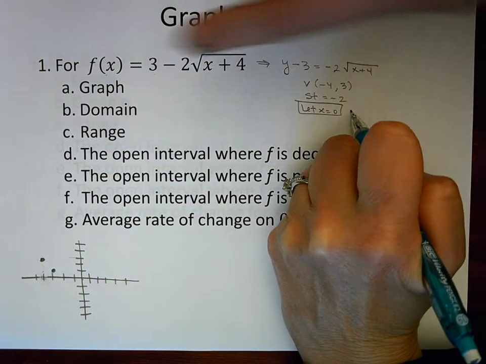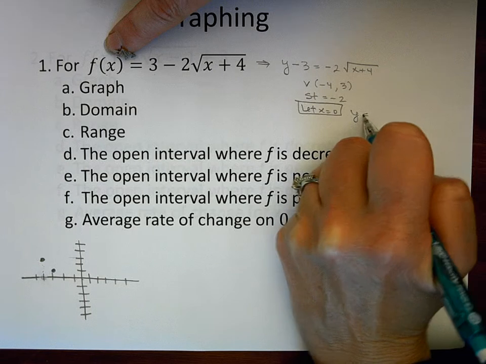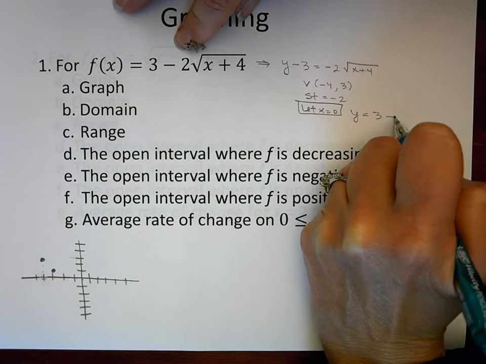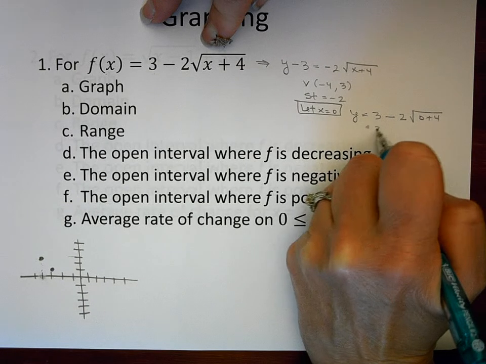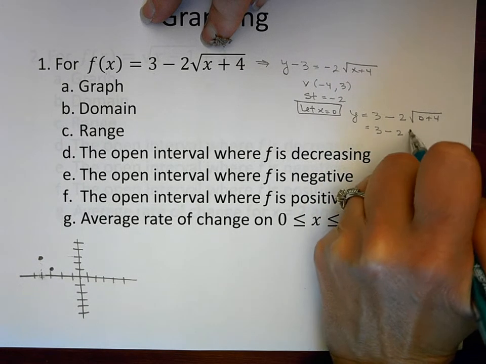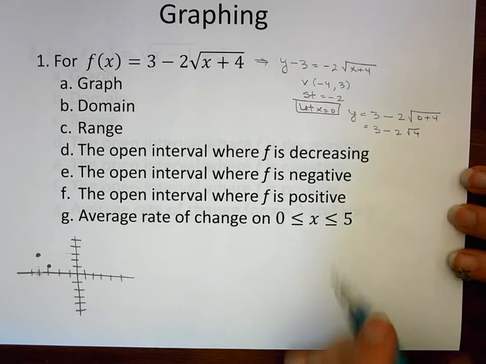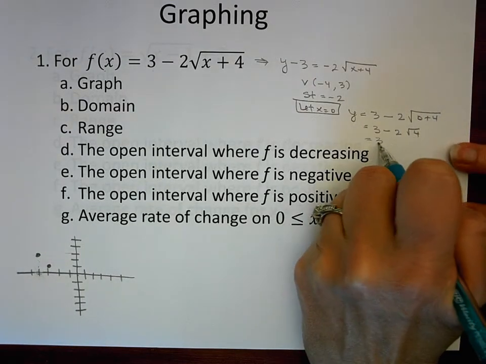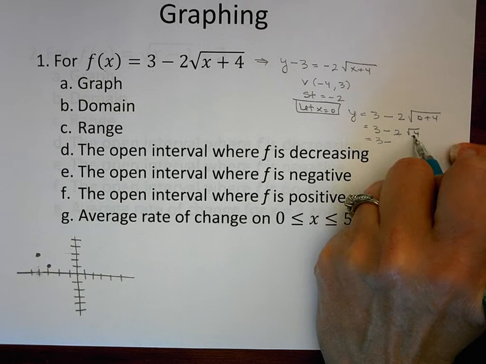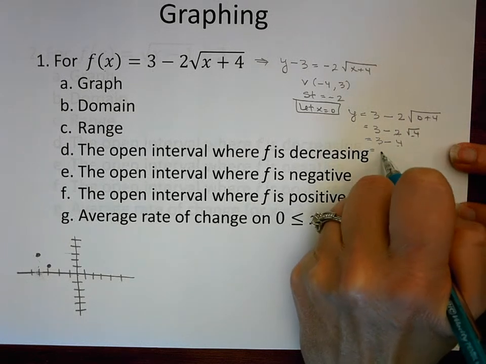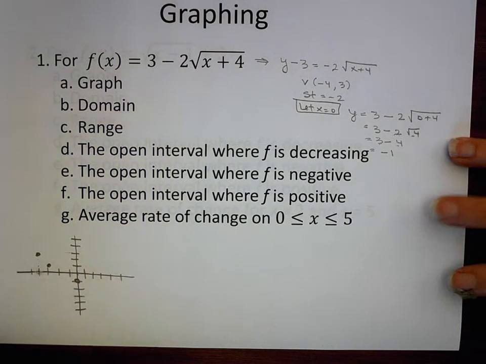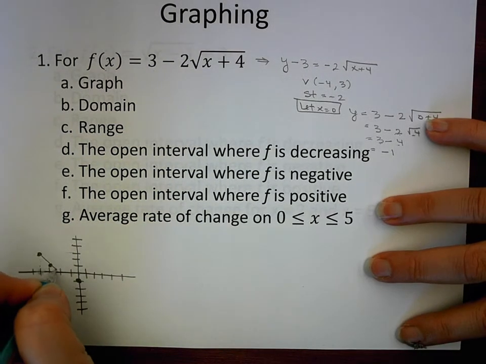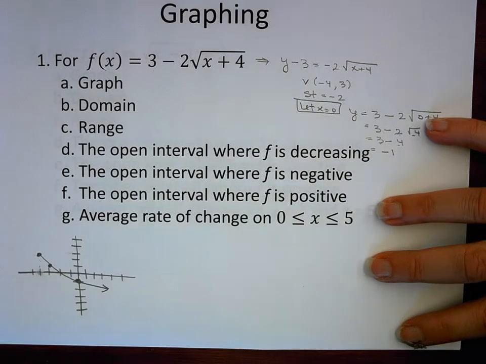So I'm going from my original, so y equals 3 minus 2, replace x with 0. So 3 minus 2, and then 0 plus 4 is 4. So the square root of 4 is 2. So this will be 2 times 2, and then 3 minus 4. So when x is 0, my y value is -1. So get my graph. There we go. Okay, so there's my graph. So that's for part A.